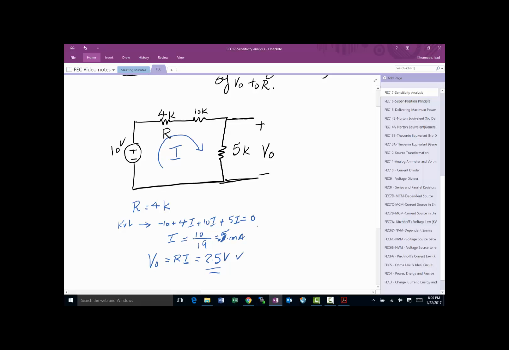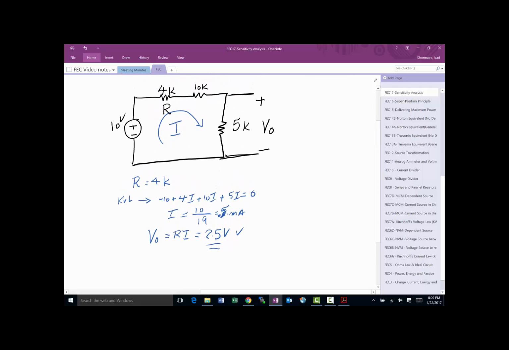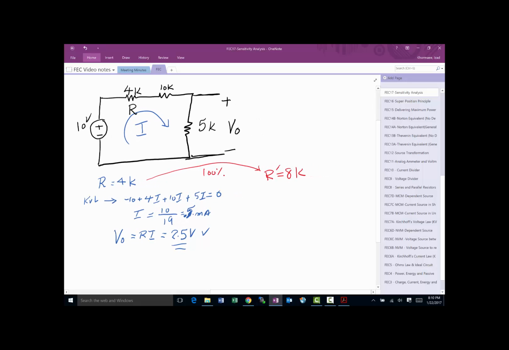Okay, that's great. Now, the next step: let's say I come along and change the 4K. I could change it by 1%, 100%, whatever is easier. The number of percent changes is really not important. Just to make things easier, I'll change it by 100%. So I'm going to replace my controlling element R with an R prime, and instead of being 4K, I'm going to change it to 8K, which basically says I changed this by 100%, or 1.